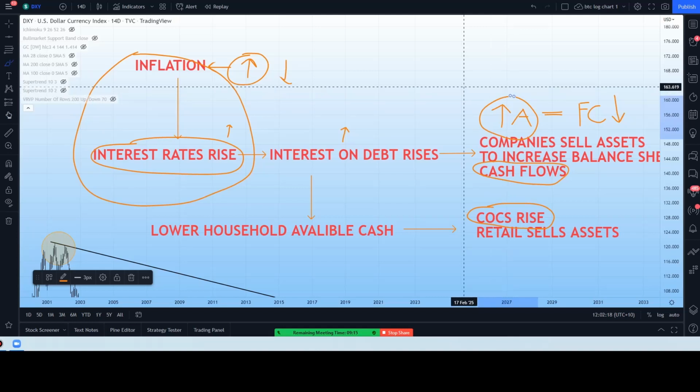So that is one reason why we're seeing cryptocurrency fall massively and why we have seen stocks fall massively. And that's just the companies. We're going to come back and talk about that and show you a visual representation of why that occurs.